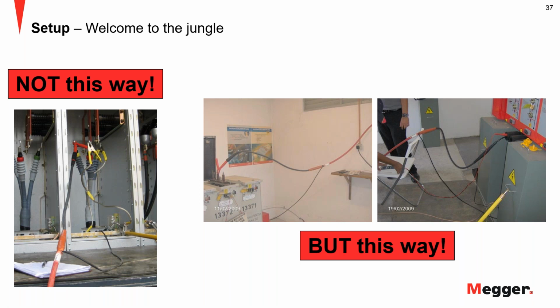So compare this to the right side. The high voltage cable is suspended in the air, so homogeneous field distribution, not near any grounded planes, not touching anything, clearances, as I said. And so that is a proper way of doing it.